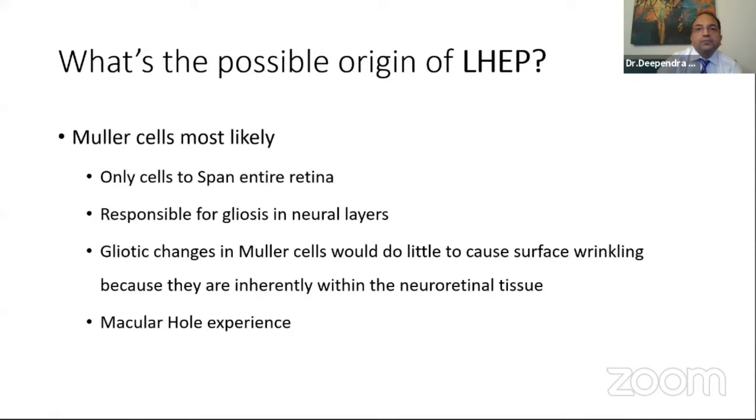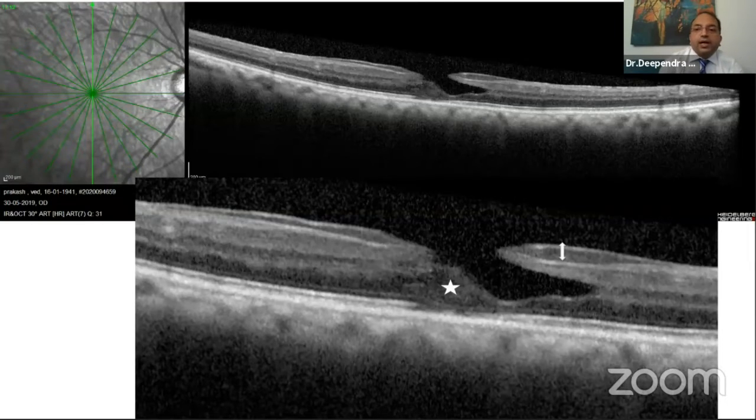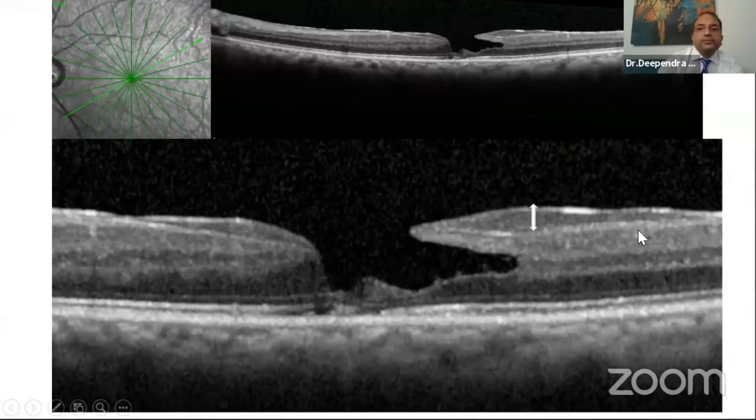And of course, when we try to find the origin, most things end up at Muller cells. So the current understanding is that Muller cells and the other glial cells contribute to this LHEP. Now, coming back to our own case, when I went back and analyzed the whole thing in retrospect, I saw that this LHEP was of variable thickness, and it was spanning the base of the lamellar macular hole. You can see the two important characteristics nicely visible in this case.